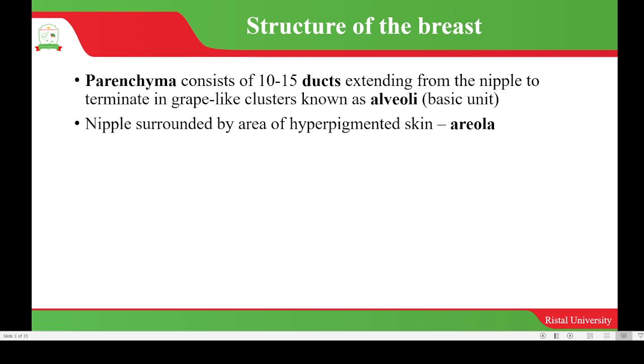The structure of the breast. The breast contains parenchyma cells that consist of about 10 to 15 ducts extending from the nipple to terminate in the grape-like clusters known as alveoli, and these are the basic units. The nipple is surrounded by an area of hyperpigmented skin which is called the areola.